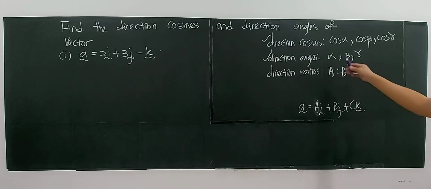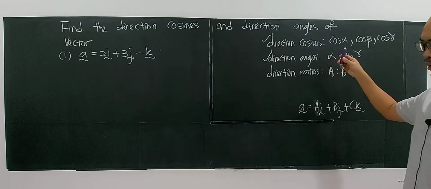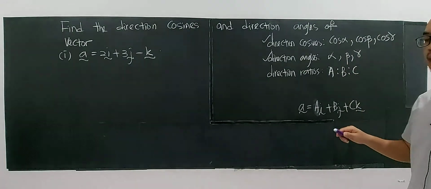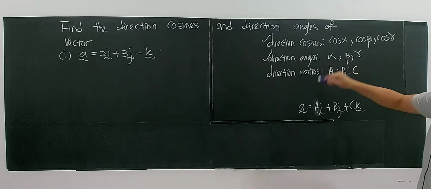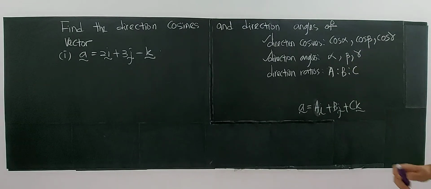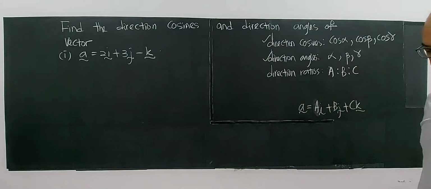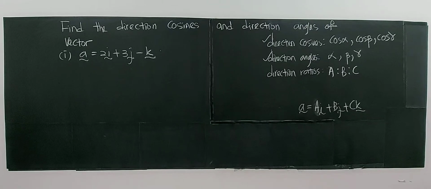Alpha is the inclined angle from the x-axis to the vector, beta is the inclined angle from the y-axis to the vector, and gamma of course is the inclined angle from the z-axis to the vector.